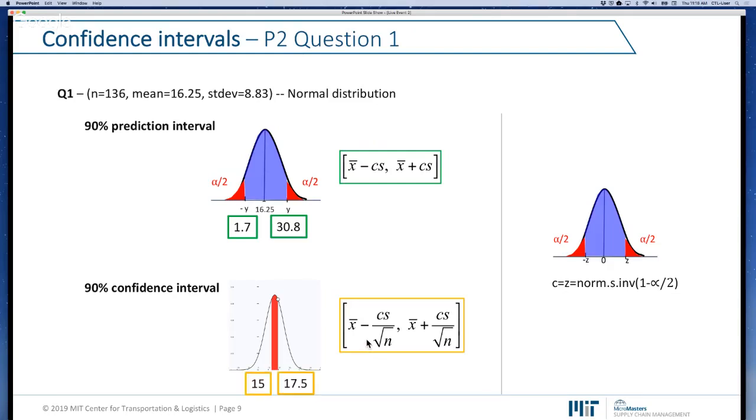In this case, when we calculate these values, we get, for the confidence interval, between 50 and 17.5. As we see, this is way smaller than the prediction interval. So confidence interval, prediction interval, very different. The prediction interval is usually wider, no, it's always wider, and the confidence interval is narrower. Yep.